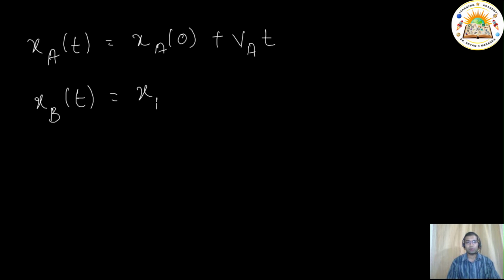Or we can write this as xa of t is equal to xa of 0 plus Va times t. Similarly, I can do it for B. So xb of t is equal to xb of 0 plus Vb t.